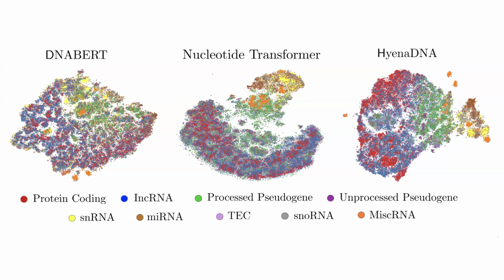And so the first one is DNABERT, and you can see there's some good separation of different types of genes. The same is true, maybe a little less so, it's hard to tell with Nucleotide Transformer. But then when we look at the latent space for HyenaDNA, it really looks a lot crisper, and it looks like genes of the same function seem to be clustering a little more tightly in more homogeneous clusters than in the other two.